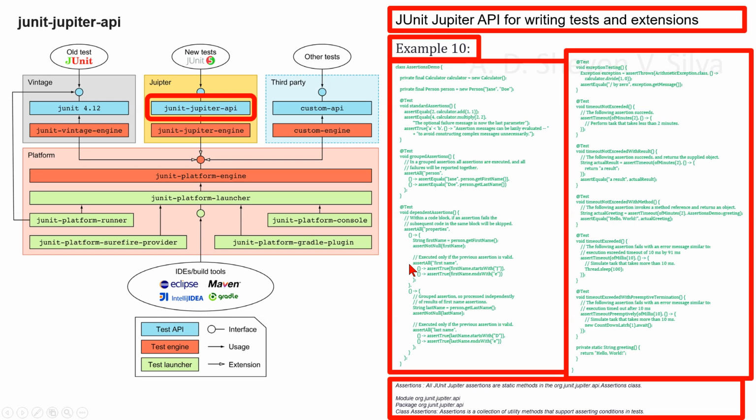JUnit Jupiter comes with many of the assertion methods that JUnit 4 has, and adds a few that lend themselves to being used with Java 8 lambdas. All JUnit Jupiter assertions are static methods in the org.junit.jupiter.api.Assertions class.